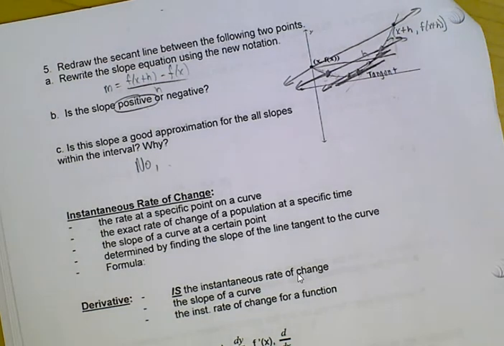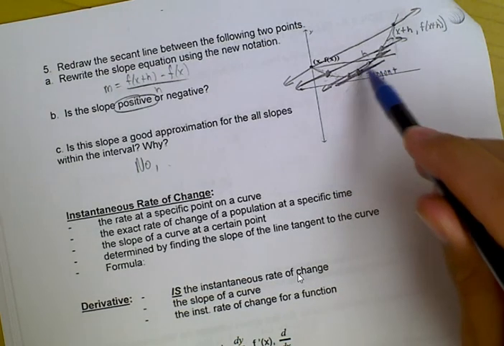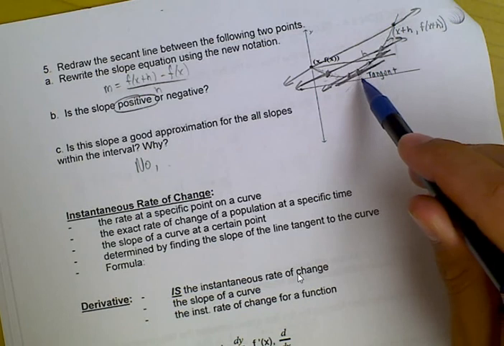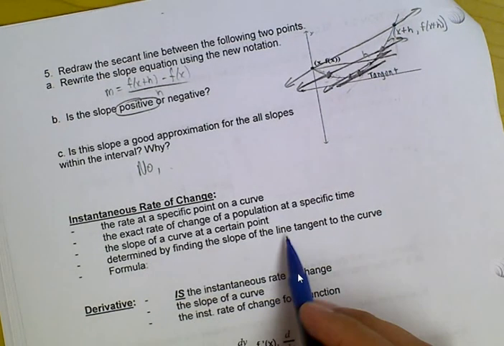Whatever the slope of that tangent line is would have to be the slope of the curve at that particular point. Okay? And that's kind of what we are now dealing with. So that's what I mentioned down here. It's going to be determined by finding the slope of the line tangent to the curve.